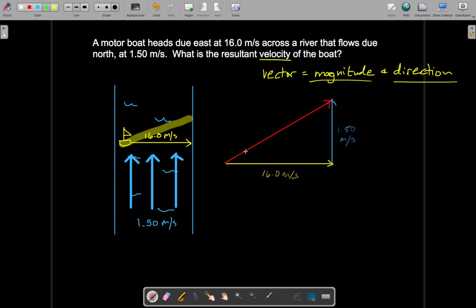So let's go ahead and find the magnitude first of this vector quantity. So we're basically asked to solve for this side. Now you notice that this basically is the shape of a right triangle. I call this a right triangle because there's a 90-degree angle between these two sides right there. And because we're dealing with a right triangle and we know two of the three sides, we can use an equation known as the Pythagorean theorem. So let me go ahead and write that here. The Pythagorean theorem.